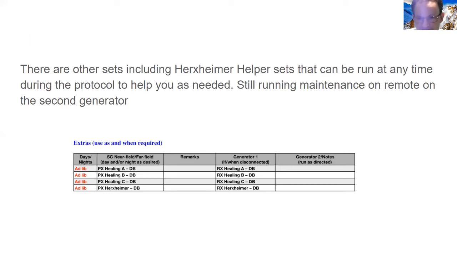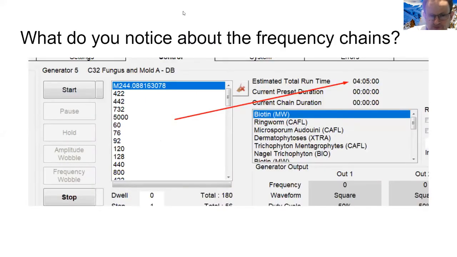Still running maintenance on remote on the second generator. Now, this is just for your contemplation and understanding. What you notice about some of the frequency chains is that they're about 4 hours in duration. Because when you're running it on remote, you're running it on a continual loop. And a 4-hour chain run on a continual loop is the optimum and maximum to be run on remote. But also when you're running it on plasma or contact, twice 4 hours is 8 hours. So that's the quantity of time you spend in bed. So it's a convenient quantity of time for a chain to be. So it's all really worked out for you in that respect, okay?